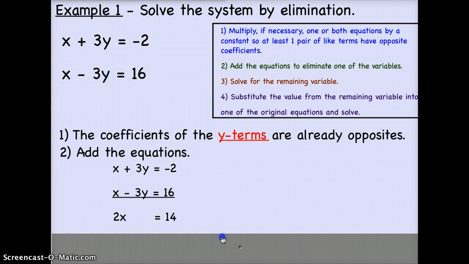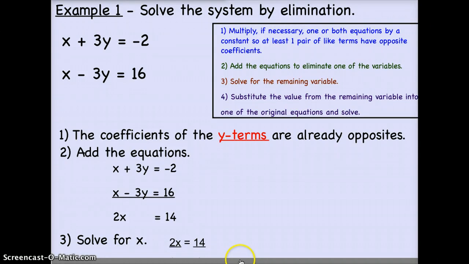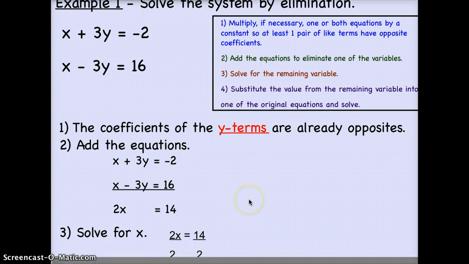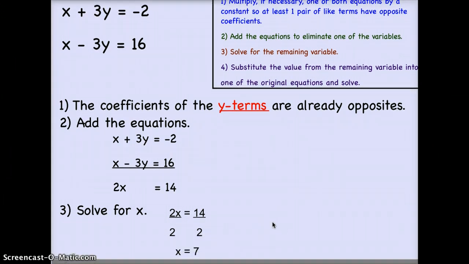So in this case, that is x because the y is canceled. So if you were to solve for x, 2x equals 14, divide by 2 on both sides. Scroll down a little. And we get that x is 7. So now we can move on to step 4. We can substitute that 7 into one of the original equations to figure out what y is.